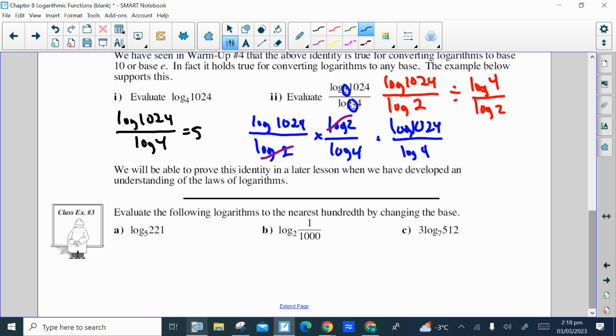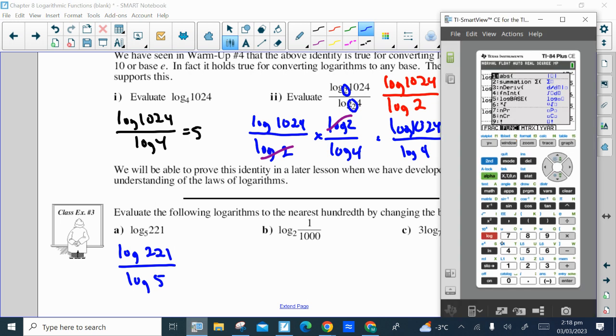So now you can evaluate log base 5 of 221. This is going to be an irrational number, but you can get it from your calculator by going log of 221 over log of 5 using the change of base identity. That's one option. Again, you just have to make sure you close the bracket: log of 221, close the bracket, divided by log of 5. So to the nearest hundredth, that'll be approximately 3.35.